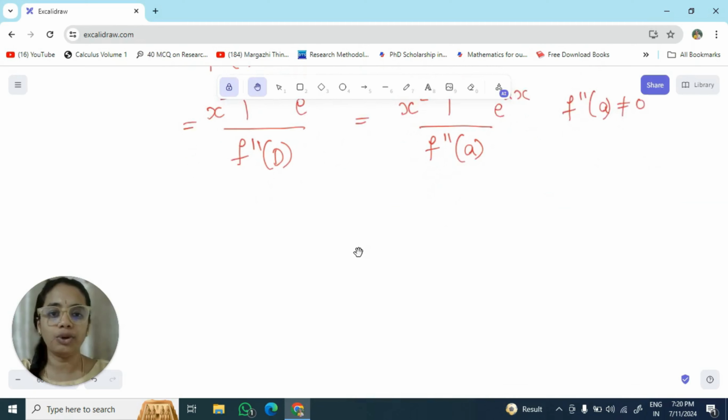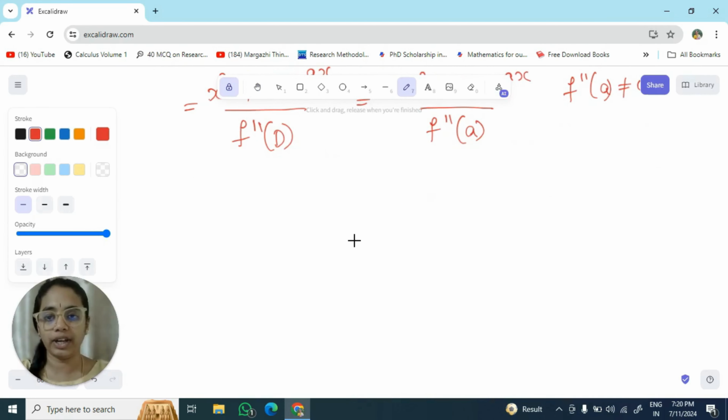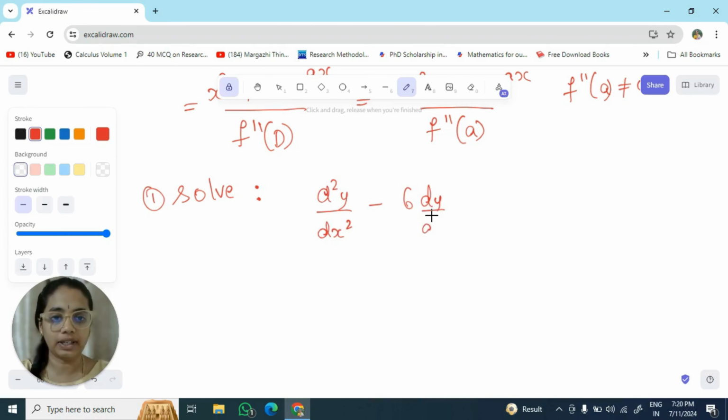Now for understanding this in a better way, let us solve a problem. Say for example, solve d square y by dx square minus 6 dy by dx plus 9y is equal to 3 e power minus 4x. So we know that the general solution y is always equal to CF plus PI.